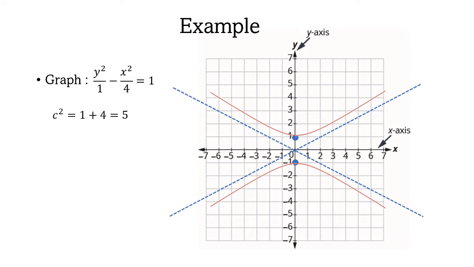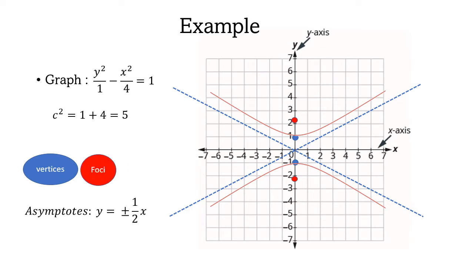Now the foci are going to be located at square root of 5 above and below the origin, and that's like 2.2 and negative 2.2. So these are the foci. And the equation of the asymptotes, the one in blue, is y equals plus or minus half of x.